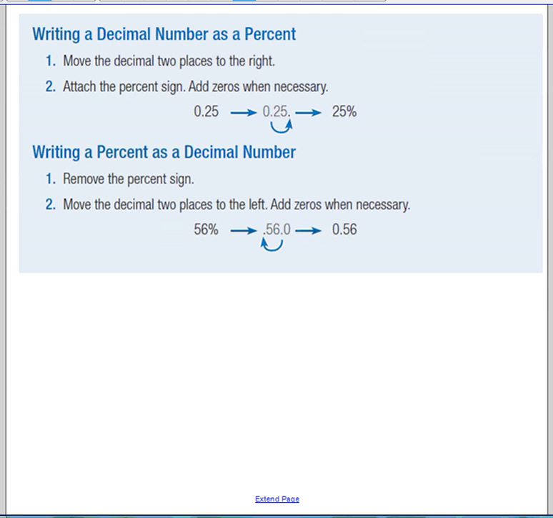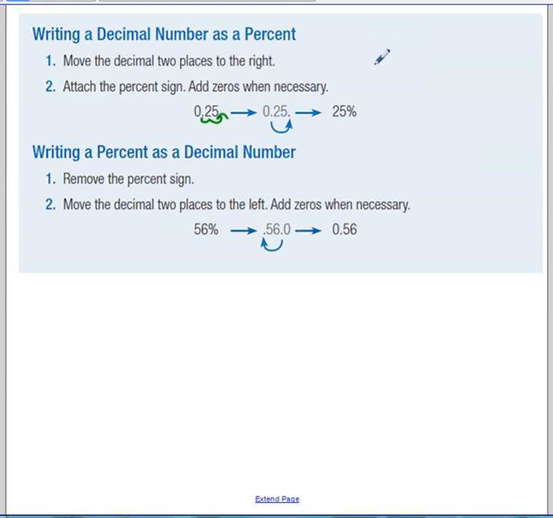So when you're writing a decimal number as a percent, you need to change the decimal to a percent by moving the decimal places 2 spaces to the right. Attach the percent sign and add zeros when necessary. So their example shows 0.25 is the same as 25%, and the decimal was moved 2 spaces to get there.